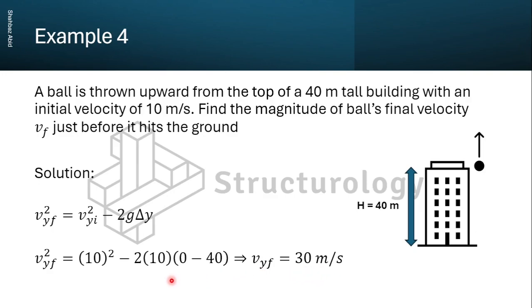So this equation of motion actually gives us the magnitude of the ball's final velocity. So it's going to give us a positive number, but we know it's going to be moving downward, so it's going to be -30. But since this equation gave us the magnitude because it is squared, we get the final velocity as a positive number, but we know it's going to act downward.